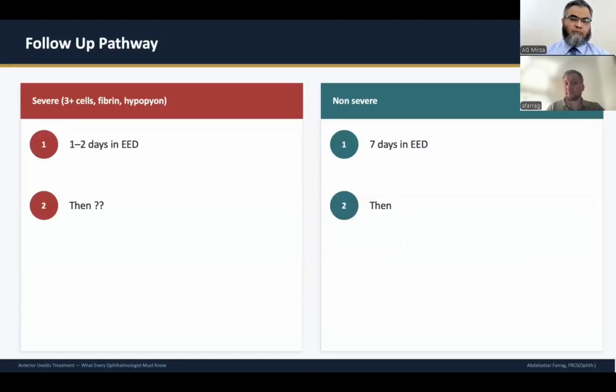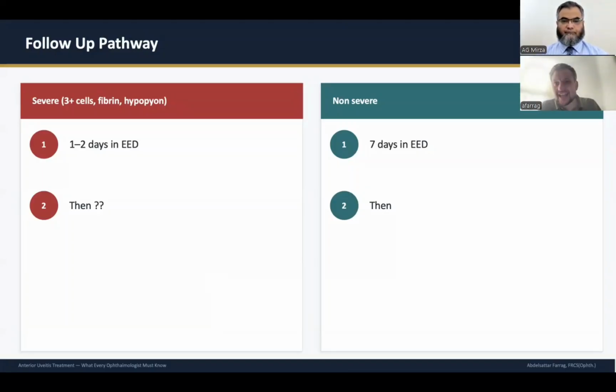And here is the follow-up pathway and what I recommend. If severe anterior uveitis, 3+ cells with fibrin or hypopyon, you must see him in 1 or 2 days, because usually with these cases, you don't have a good view of the posterior segment. You try to see, but the view is difficult.